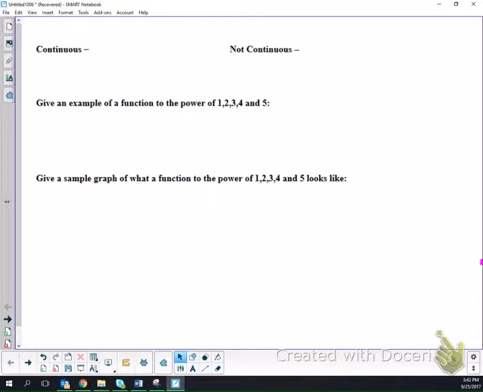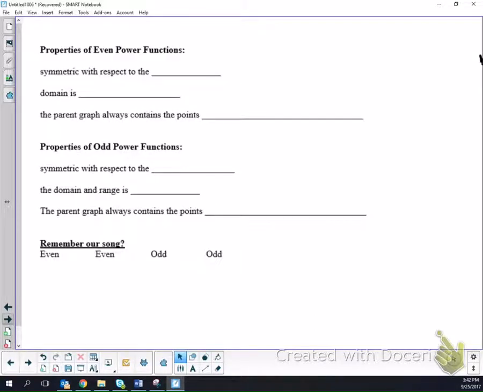All right, so now let's go ahead and look at the properties of even functions. Even functions are going to be symmetric with respect to the y-axis. And that's what we saw from something like x squared. It was even about that y-axis. The domain is going to be all of the real numbers. Basically, domain is x. The domain is going to be any number you want. Any number that is in existence, we're going to be able to put into that function.